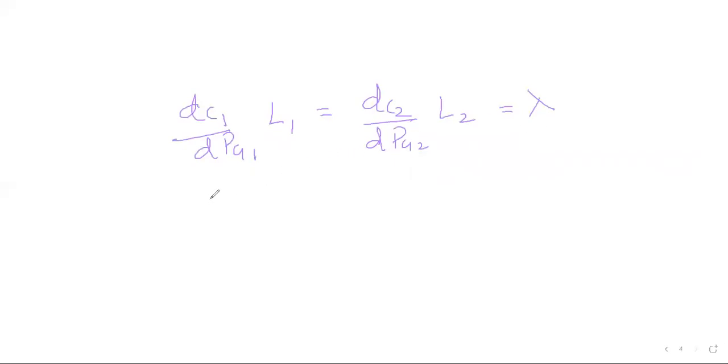So here lambda is expressed in rupees per megawatt hour when fuel cost, that is C, is given in rupees per hour. Suppose fuel cost is given in dollars per hour, then lambda will be expressed in dollars per megawatt hour.